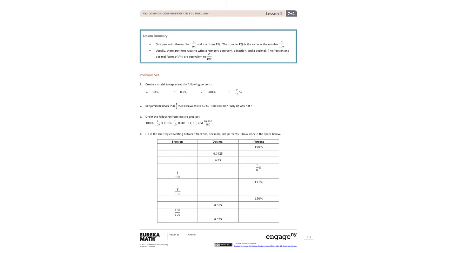Hey, on this problem set, I only want you to do problem number 4, filling in the table, filling in those missing numbers.